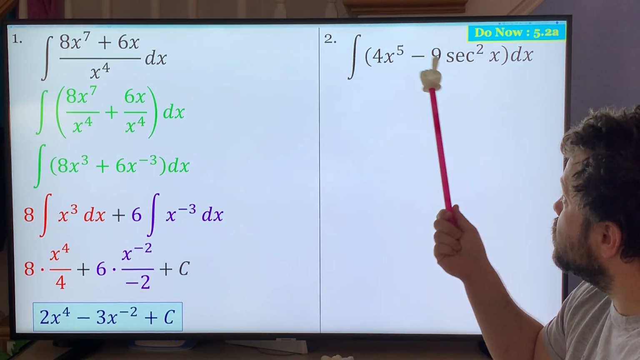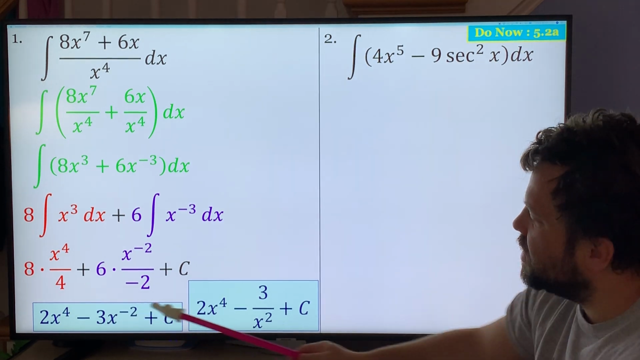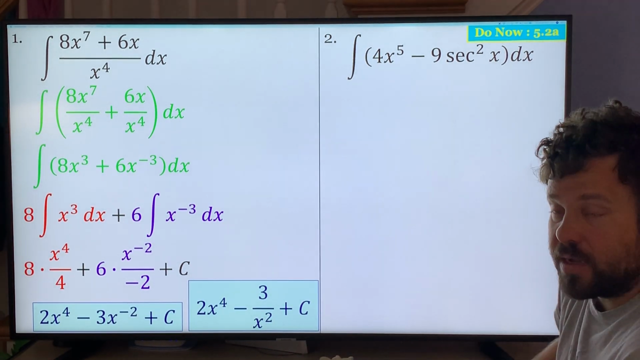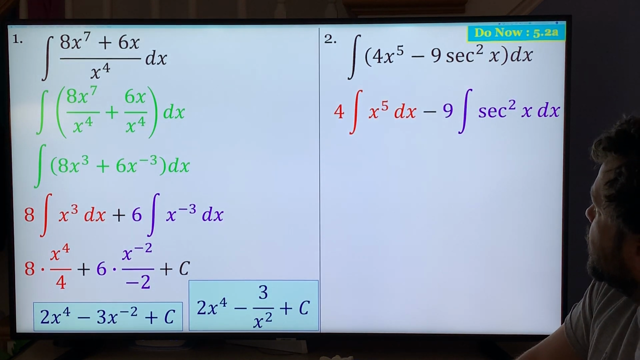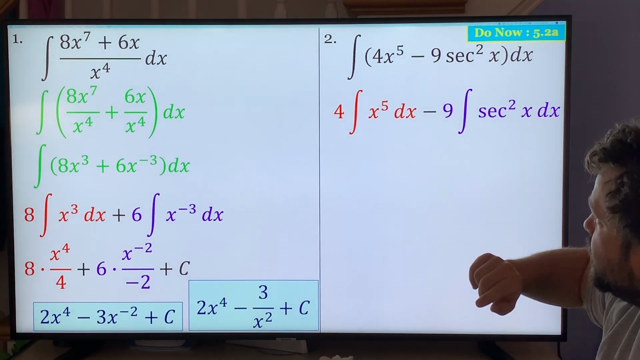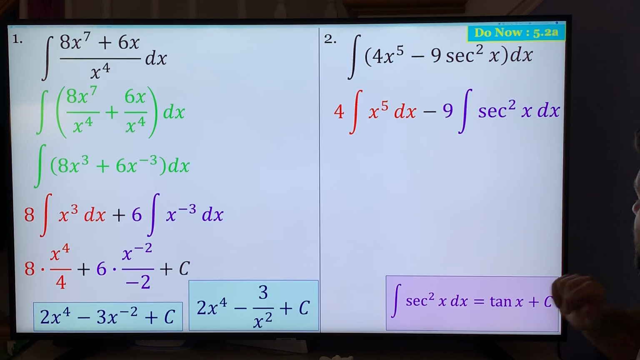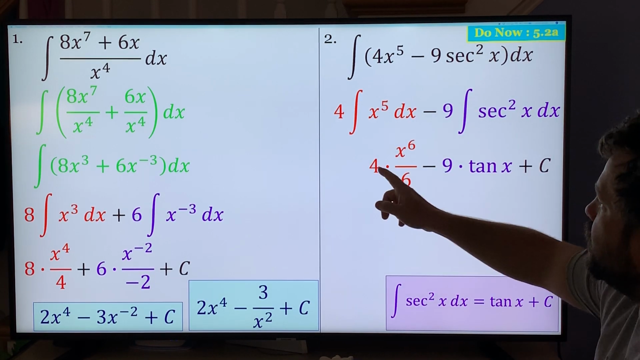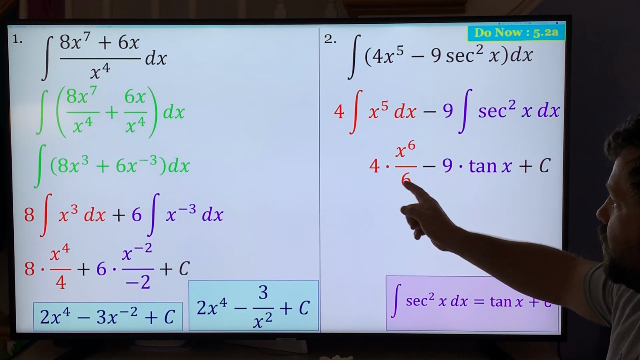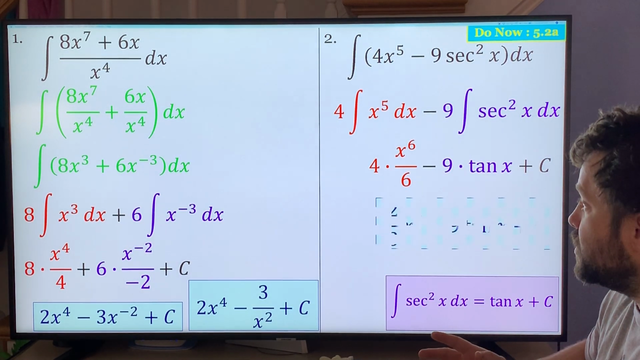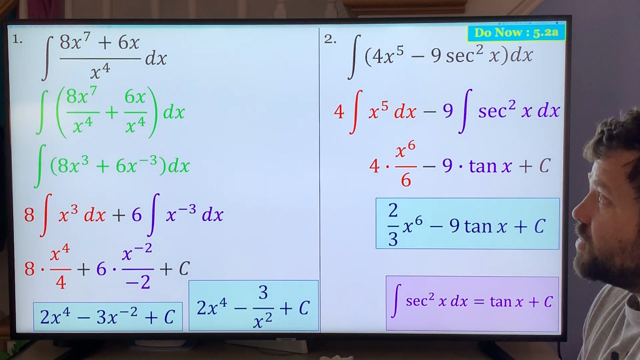Try this one. Actually easier, you're just using a little trig function. If you also want to write this as x to the negative 2, you can put it as 3 divided by x squared. You can always rewrite it; either way is correct. For this one, you take out the 4 and take out the 9. 5 plus 1 is 6, right? And the integral of secant squared x dx is tan x. So this just becomes a tan. So 4 times x to the 6 over 6 minus 9 tan x. 4 over 6, dividing both by 2, becomes 2/3. So 2/3 x to the 6 minus 9 tan x plus c. And that's all there is to it.